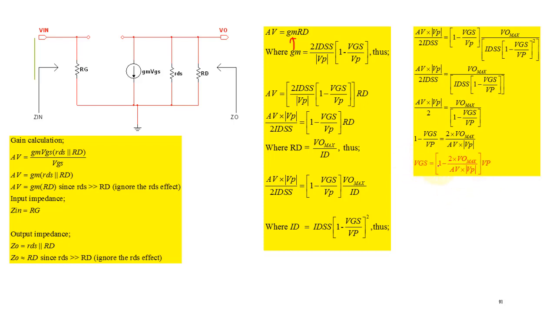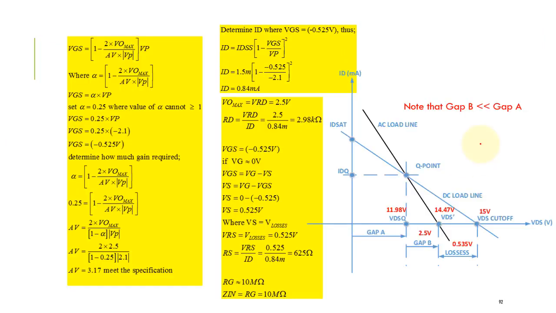So we have the VGS equal to 1 subtract 2 times VO max over VP times the pinch-off voltage, and then we times with the VP. So here we set this part as alpha, and then we have the equation VGS equal to alpha times VP, where alpha cannot exceed more than 1. So you can set any value here. For this case, we set alpha equal to 0.25, and then we can get the value of VGS.